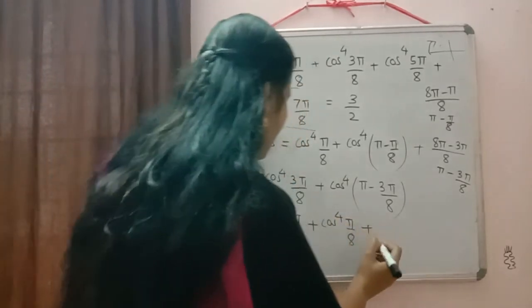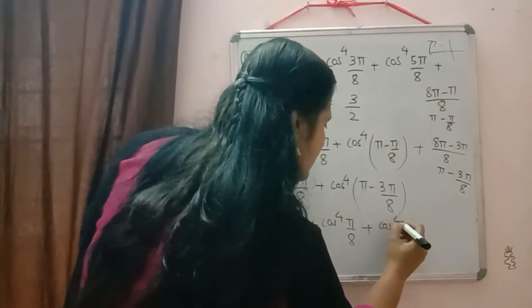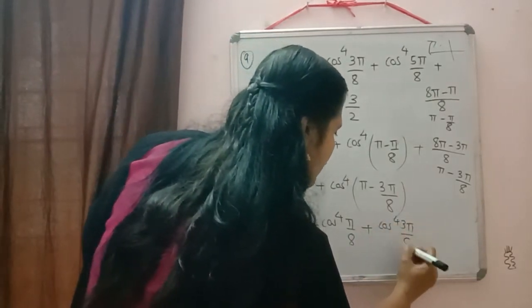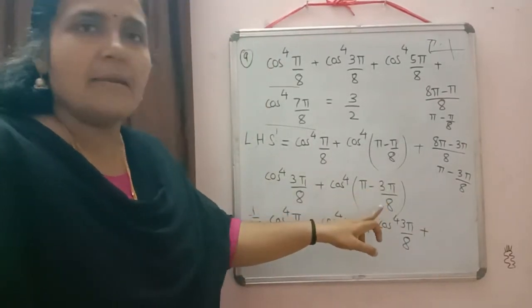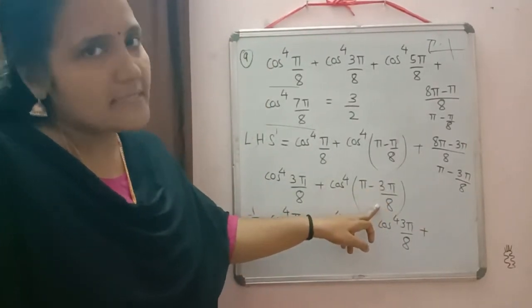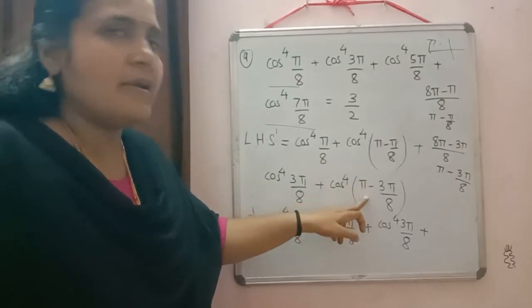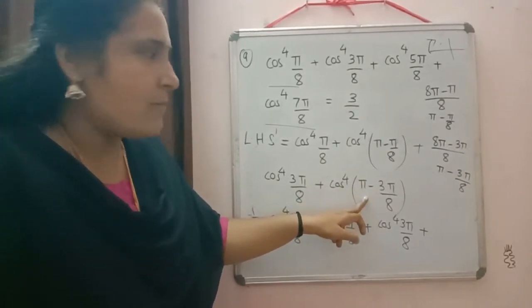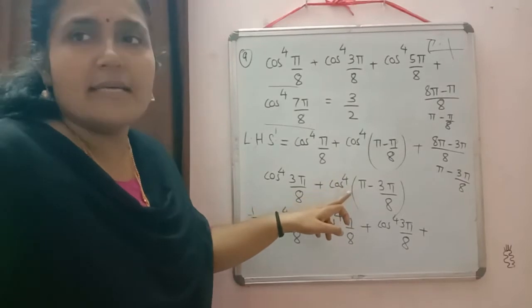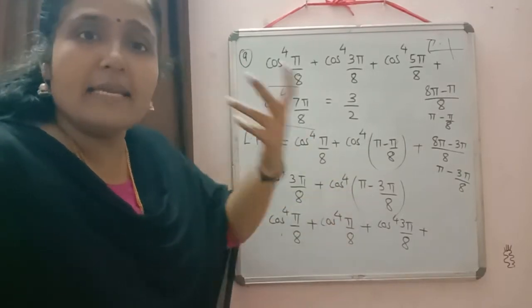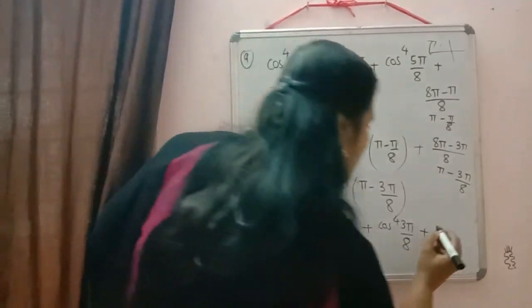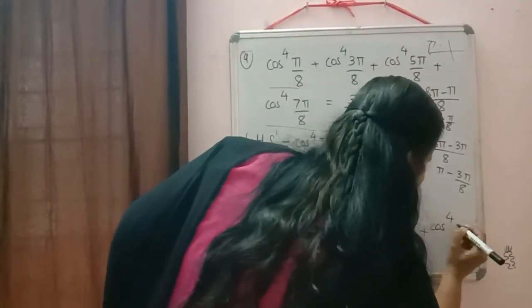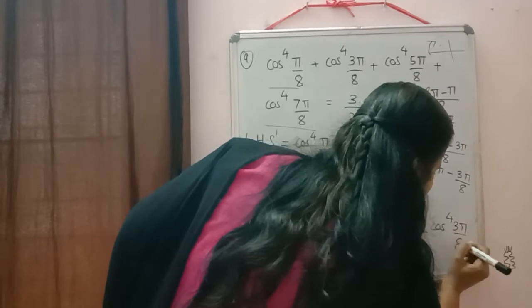And in the same way here also, this cos raised to 4 of 3 pi by 8 we will write as it is. This expression also, pi minus 3 pi by 8, is in the second quadrant. In the second quadrant cos is negative, but the power of cos is 4. So that's why the negative automatically becomes positive. So we are going to write here cos raised to 4 of 3 pi by 8.